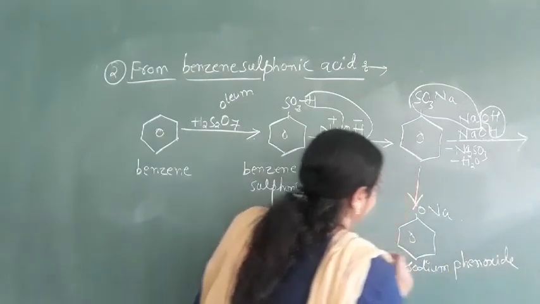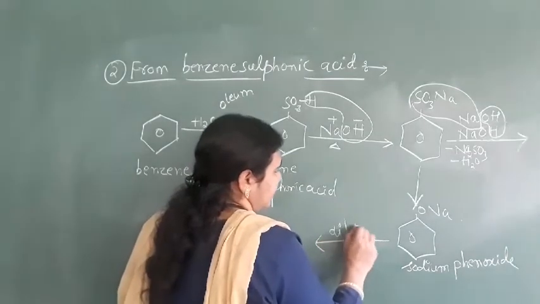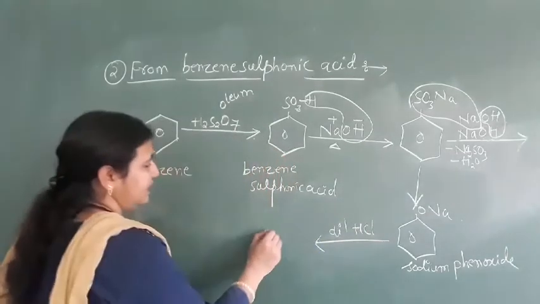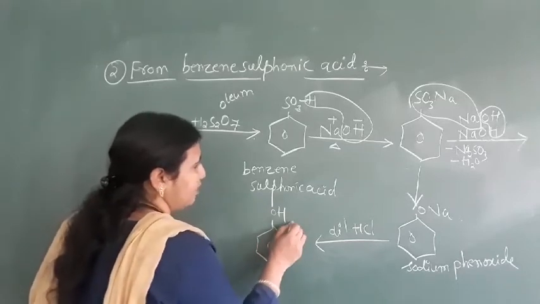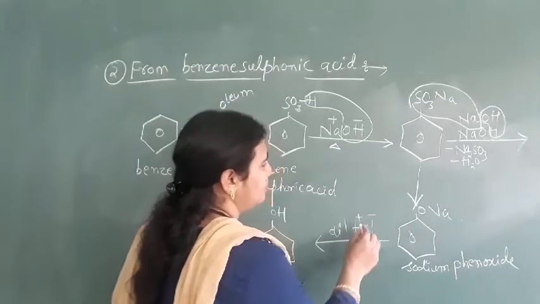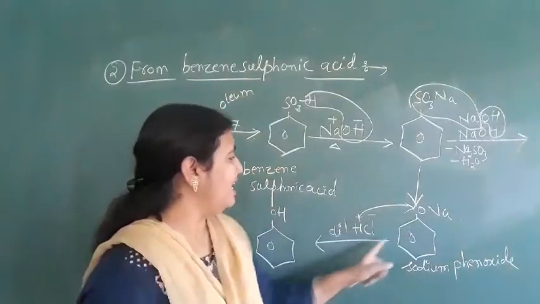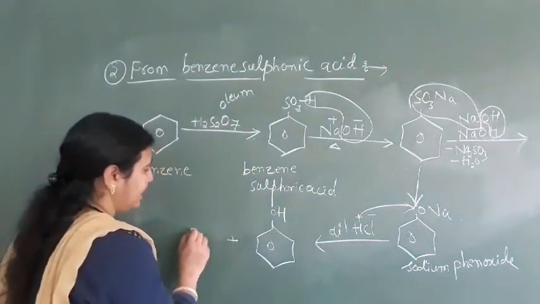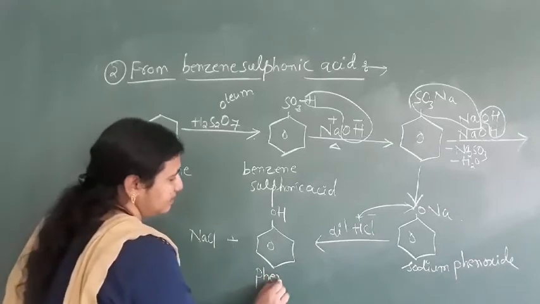This sodium phenoxide, on acidic hydrolysis with dilute HCl, gives what here? It gives OH, phenol. H plus and Cl minus again here, so they will go with what? H goes with O, and Na plus Cl minus gives NaCl. So we will get phenol here.